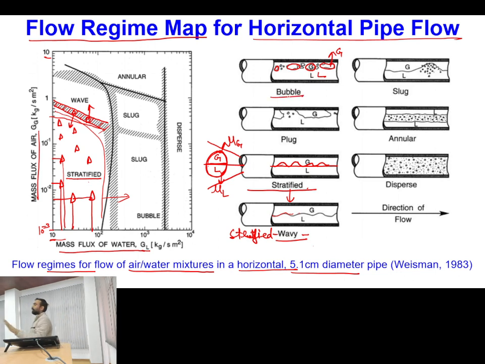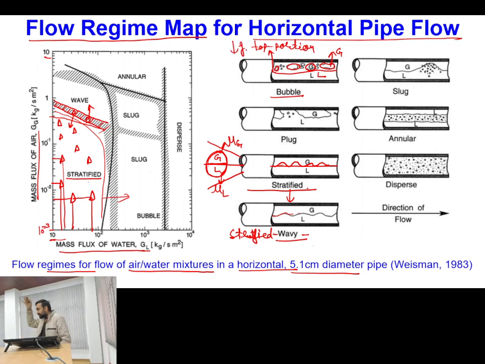So typically bubbly flow will be observed at low to moderate gas flow rates and high liquid flow rates. Is this one clear? And one interesting point: whenever you see bubbly flow in a horizontal pipe, these bubbles will try to accumulate near the top portion of the pipe. Why near the top portion only?